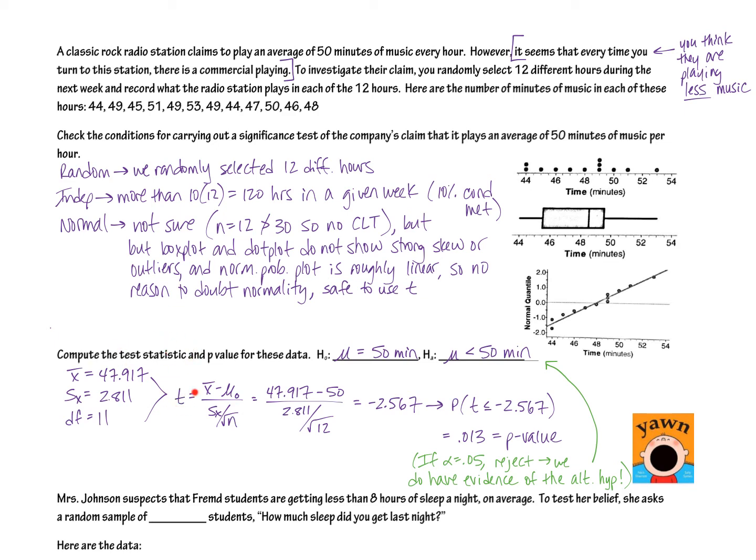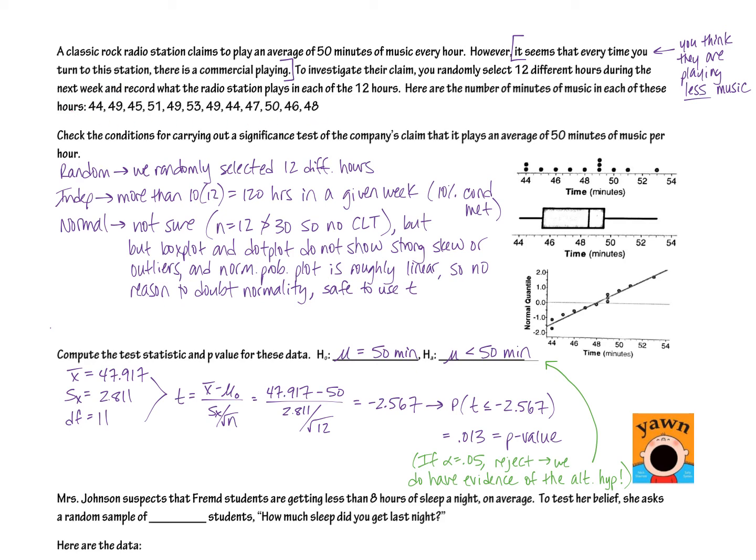That's the t. In this case, it's a t because these are means up here, and they did not tell me the population standard deviation of number of minutes played per hour of music. So that's why we're using a t for our test statistic. Here's the important stuff that we're given. The x bar, that's just the average of all of this stuff. You can type it into your calculator real quick.